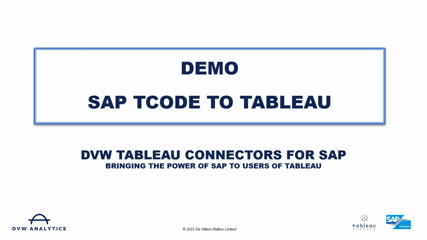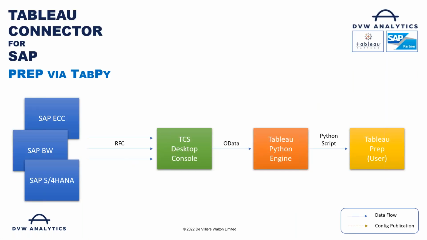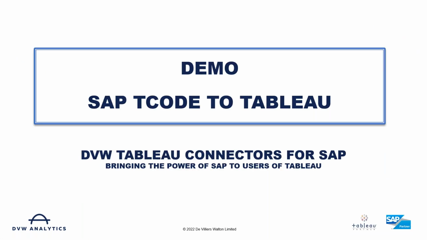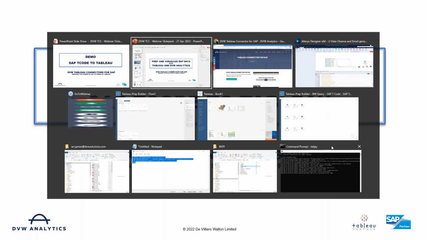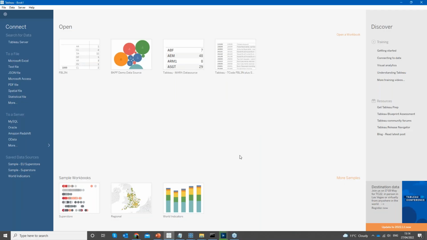So enough talking, let's see it in action. In terms of what we're going to look at first, we're going to create a connection. As you can see on the screen, I'm going to create a connection that reads an SAP transaction code, and then I'm going to consume that connection within Tableau Desktop. Okay, so let's flick across to Desktop and go from there.